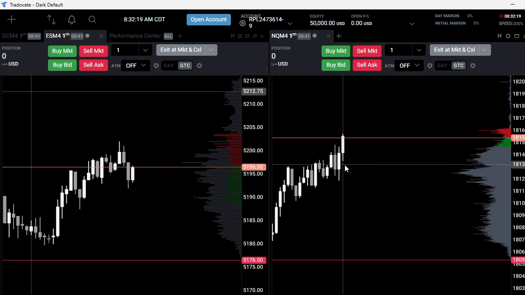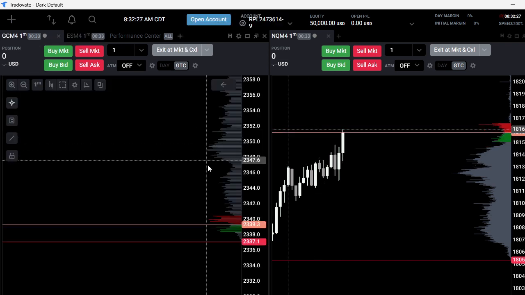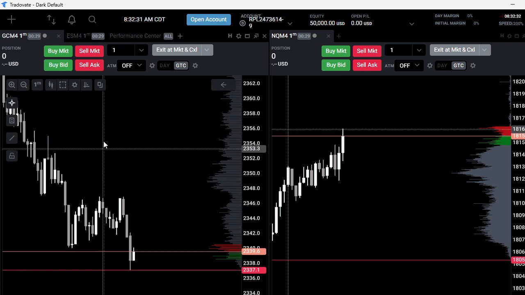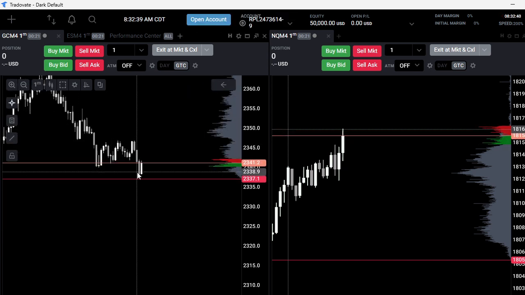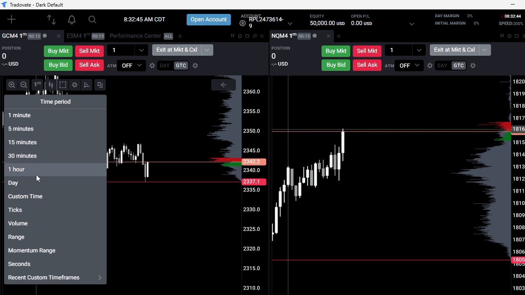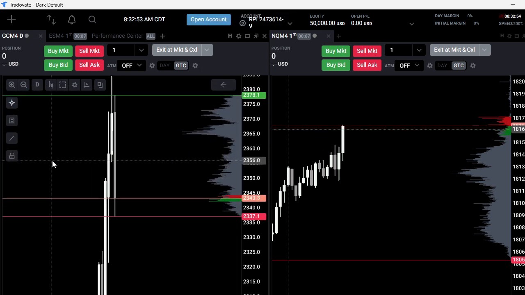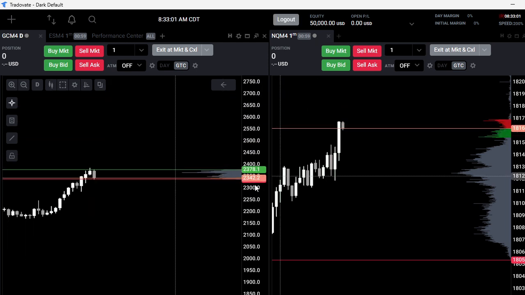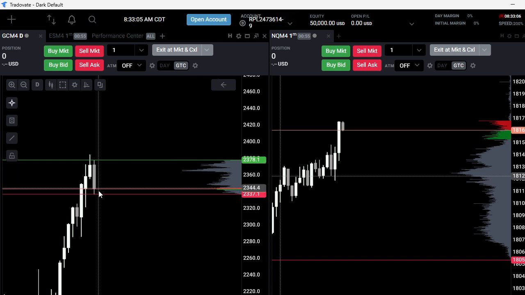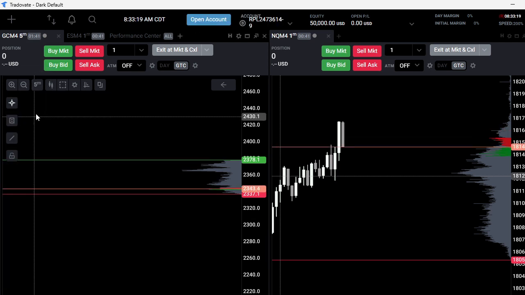It's 8:32, getting some nice momentum out of the NQ. I have gold pulled up over here as well. This is gold. Let me see how gold's doing. Gold's pulling back as well. Maybe we'll consolidate and push up to the other side, or continue to the downside. I'm not sure yet.